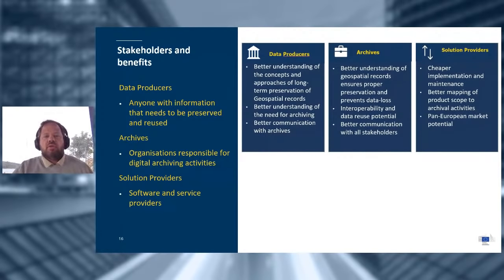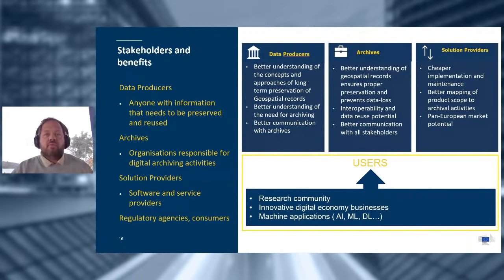Now, for the fourth category, which is coming up, especially mentioned with the aforementioned digital Europe and digital economy, are the users. So what we also aimed in this SITS is to actually ensure that we have some placeholders where to put the digital geospatial records documentation that is machine readable, so that it can be found and accessed by some innovative digital economy businesses, some machine applications like AI and machine learning and deep learning applications, and of course the research community, who also uses this data to analyze trends from the past for the better decisions in the future.